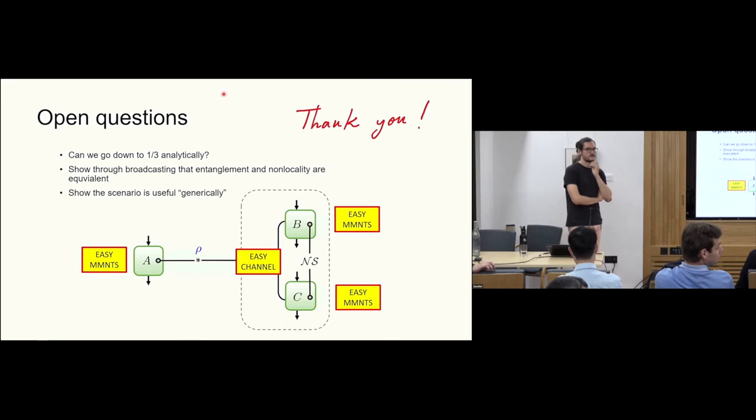Yeah, thanks for the talk. So just a simple question, I think I might have missed it. Why exactly do you want to allow Bob and Charlie to share a non-signaling resource? Are you allowing them to share PR boxes or something like this?